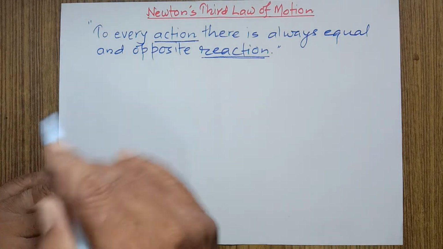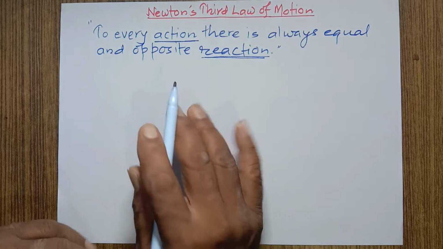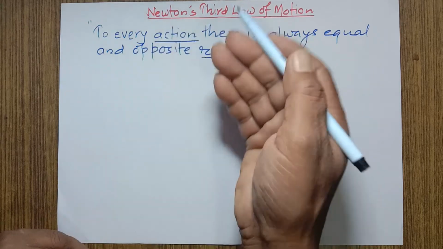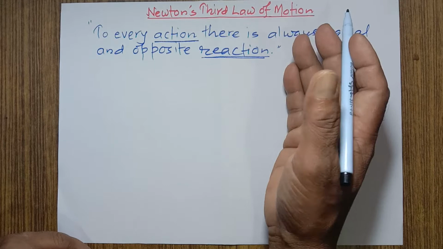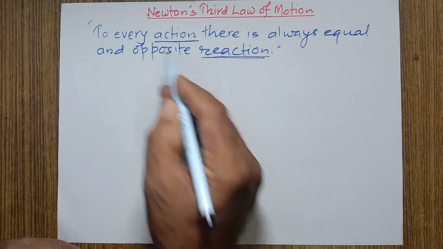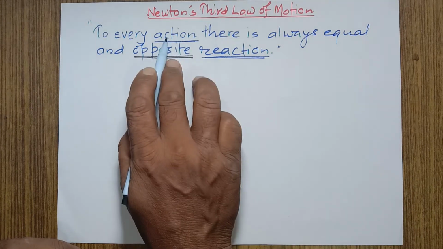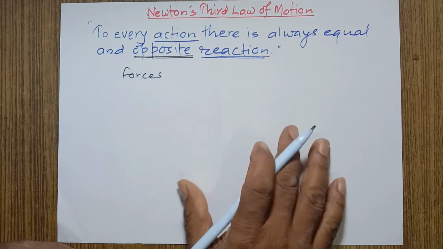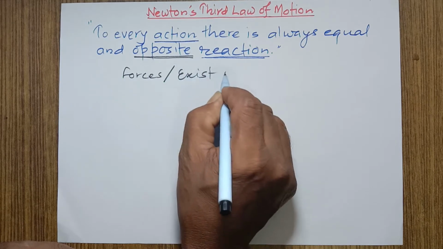The force which acts on a body, for example, if a body exerts force on another body, that is called action. And because of this action, the second object also produces another force, that is called reaction. But look at this, its direction is opposite. Action and reaction both are forces and they always exist in pair.